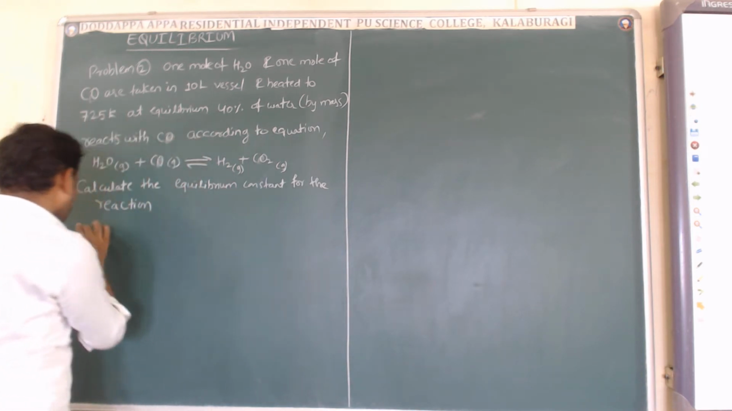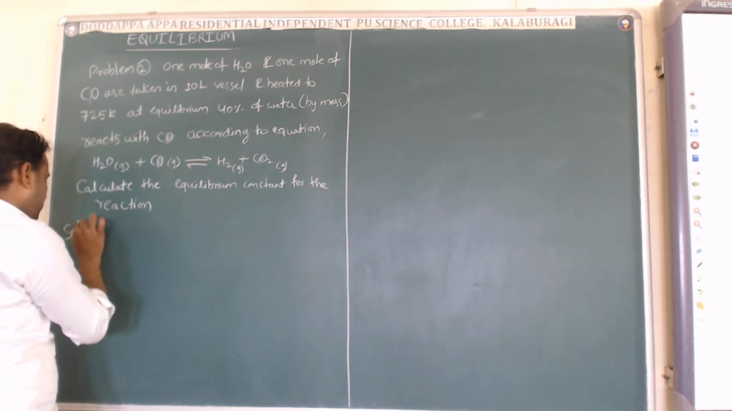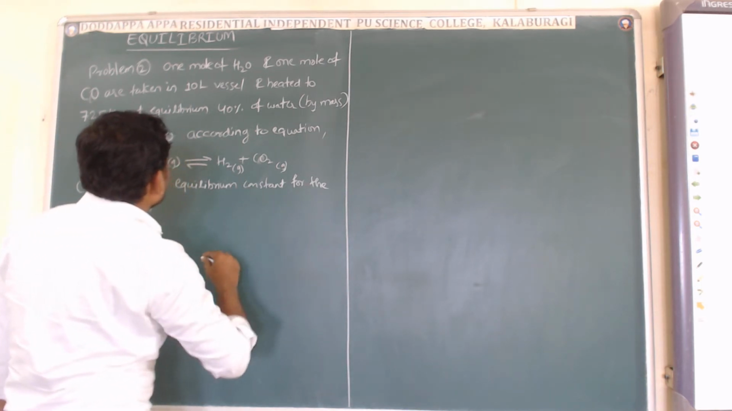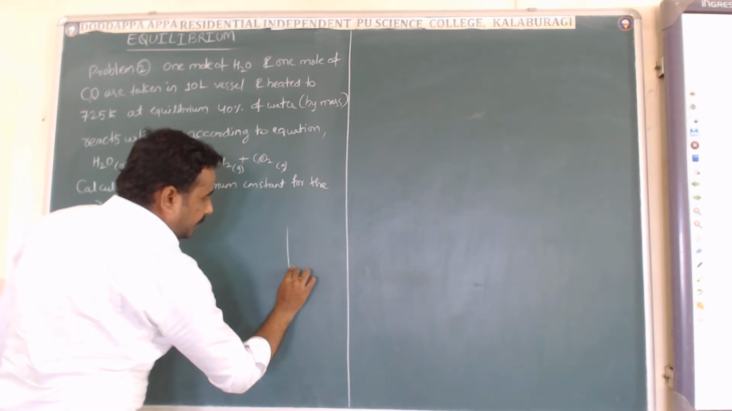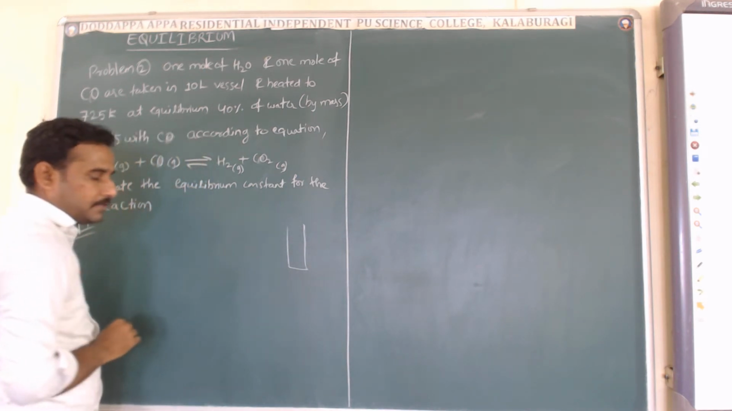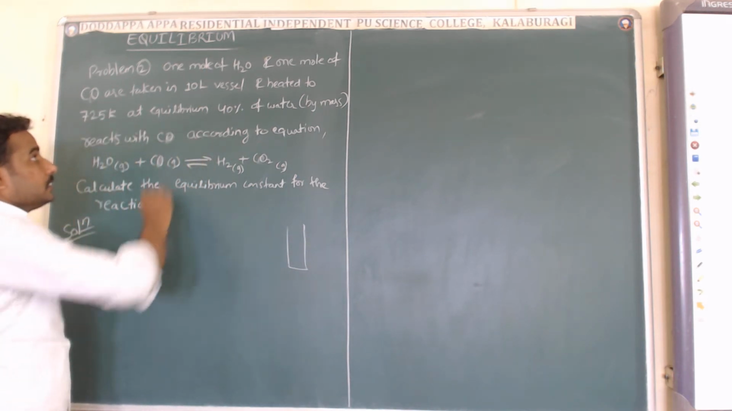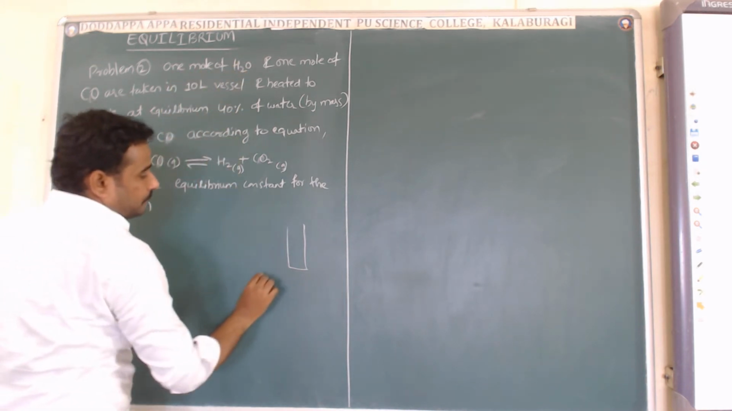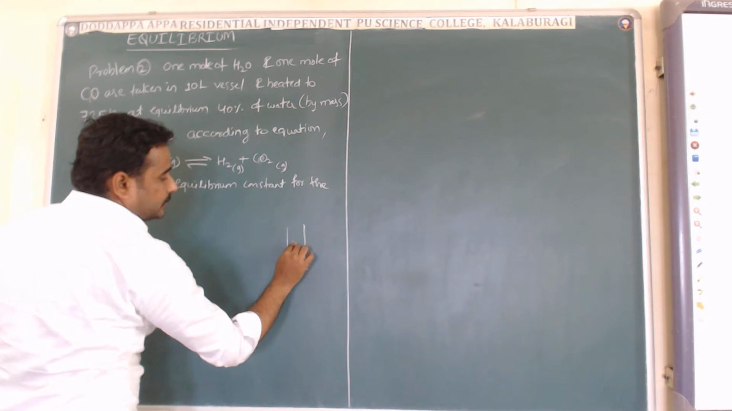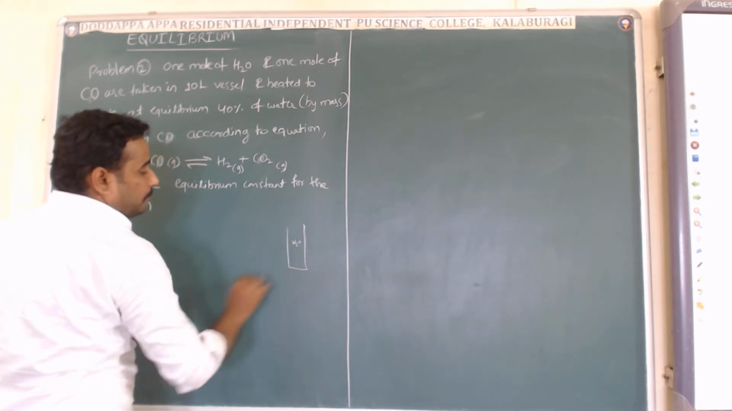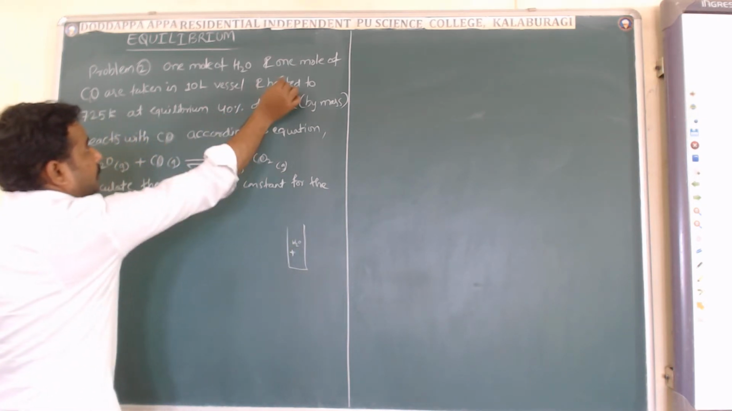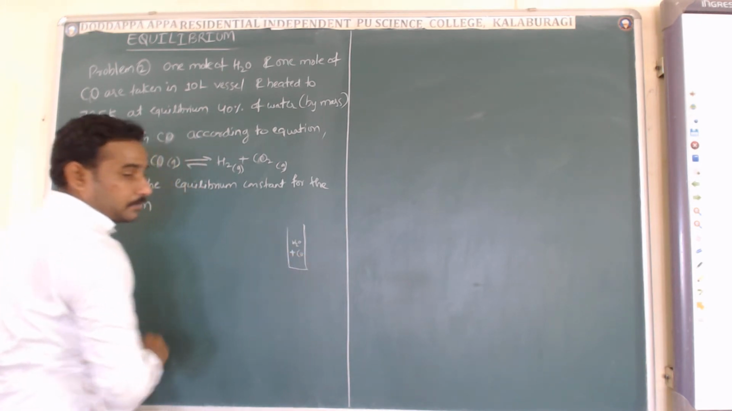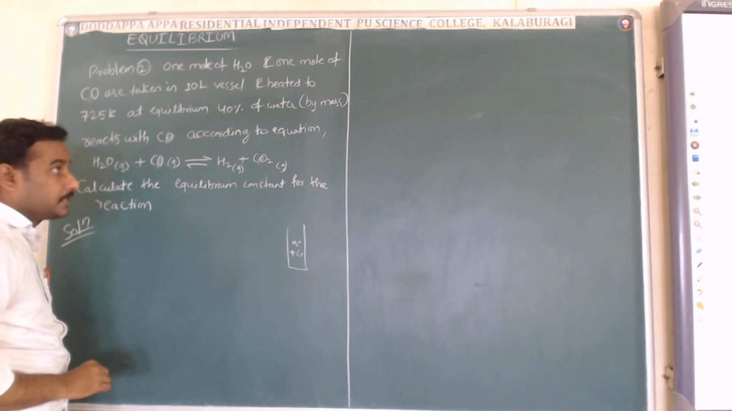First you have to understand the problem here. We have to take a vessel. Consider one vessel. In that vessel we have to take 1 mole of H2O, that is the 1 mole of H2O I have taken here, plus 1 mole of carbon monoxide. I have taken 1 mole of carbon monoxide here.